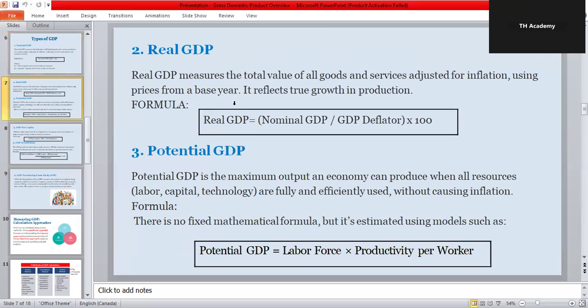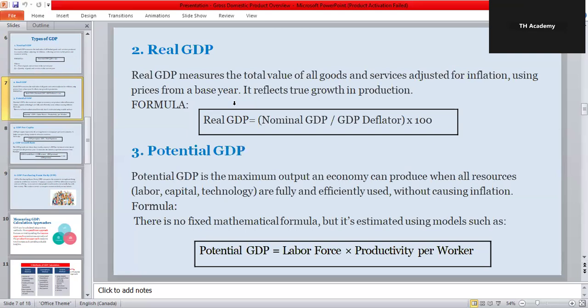Real GDP. Now let's move to the next type, that is real GDP. Real GDP removes the effect of inflation to show the actual increase in production. It uses prices from a base year so economists can compare different years fairly. Here is the formula of real GDP, that is nominal GDP divided by GDP deflator multiplied by 100. GDP deflator is basically a measure that adjusts for price changes or inflation. So, real GDP tells us how much output truly increased, not just how much prices went up.